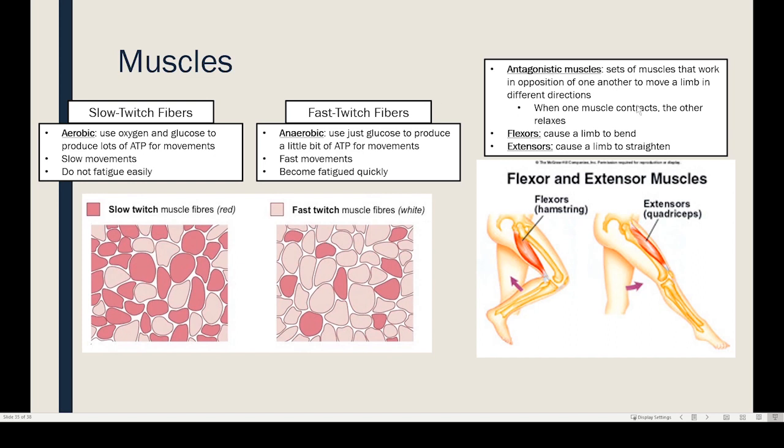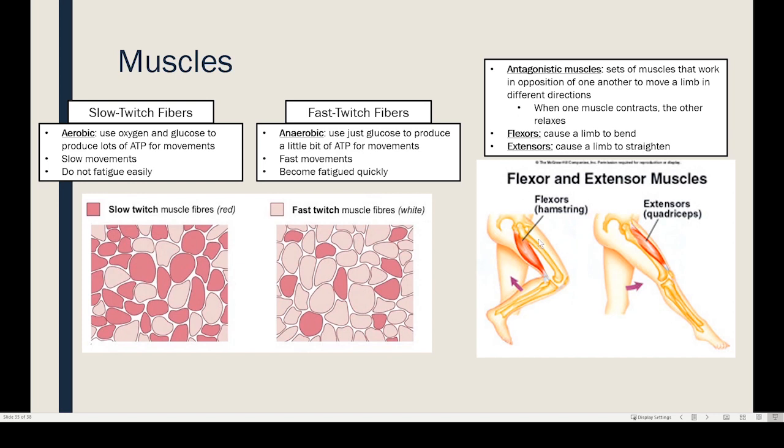And then one kind of classification of muscles that we have are antagonistic muscles. So these are sets of muscles that work in opposition of one another to move a limb in different directions. So when one of the muscles contracts, the other one will relax so that that limb can move in whatever direction the other muscle is contracting.